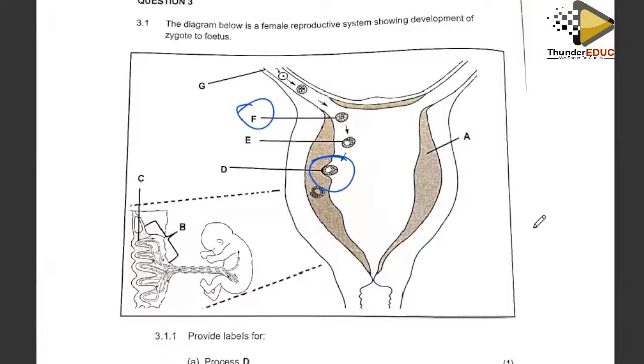Where's G now? Oh, G is the fallopian tube. They are looking for this fallopian tube. So basically, it facilitates the movement of the sperms so that fertilization can take place. Number two is a site for fertilization. We know that one. It's a site for fertilization.